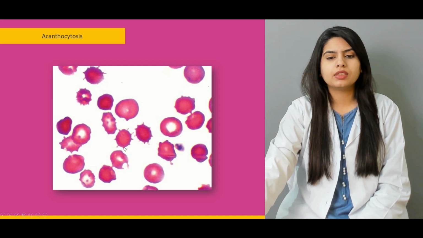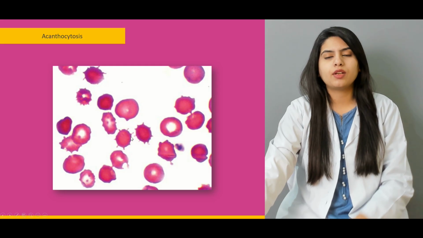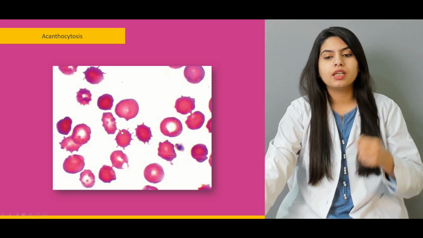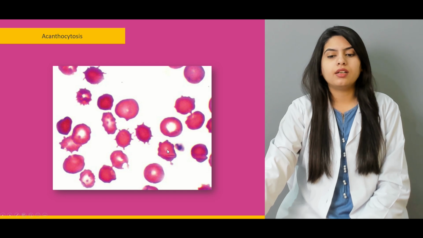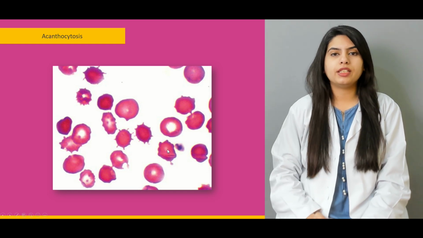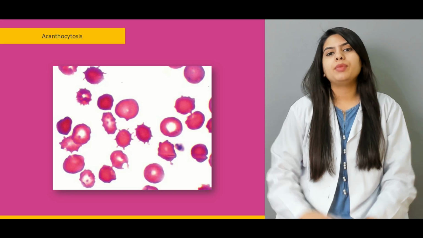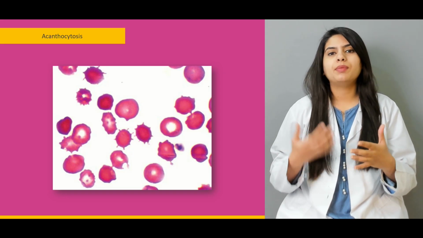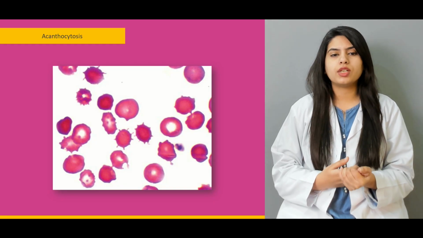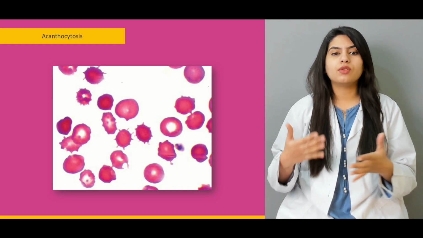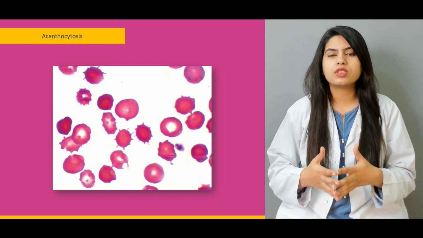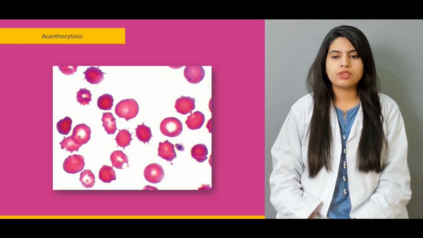And these are the spiny shaped irregular thorns that are projected from the red cell membrane. The cells are mostly hyperchromic in nature, and there can be a severe disease as well, or there can be mild conditions also associated with patients who are suffering from acanthocytosis. However, the reticulocytosis is mostly mild in nature.